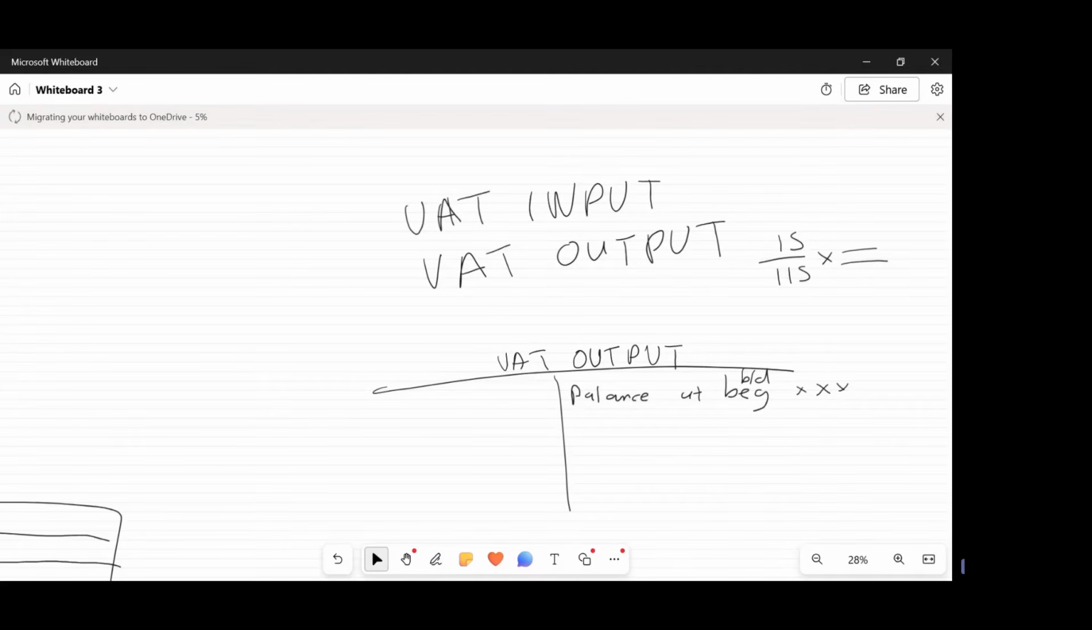Let's say, for example, they said we sold inventory worth 5,000, and this 5,000 is VAT inclusive. VAT is output. If you want to find out how much VAT is in this 5,000, you say 5,000 times 15 over 115, and then you get the VAT amount. But if it's not inclusive, you say 5,000 times 15 over 100, and you also get your VAT amount. So that's what you do.